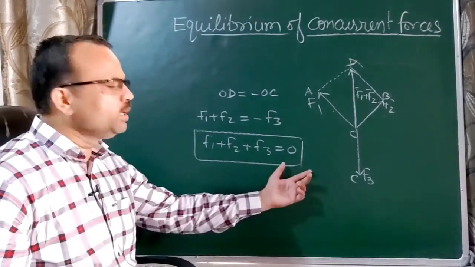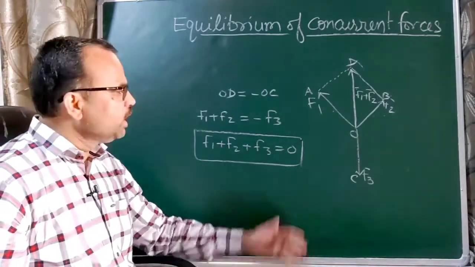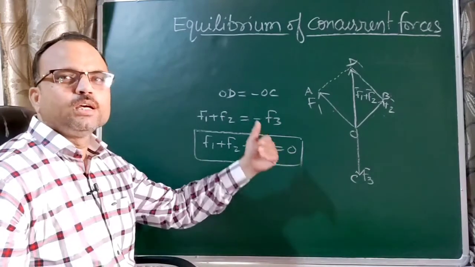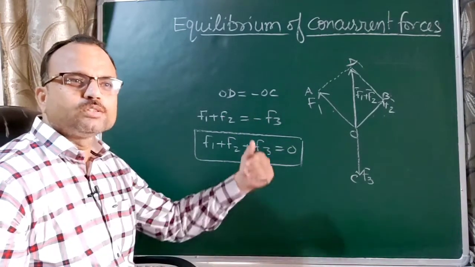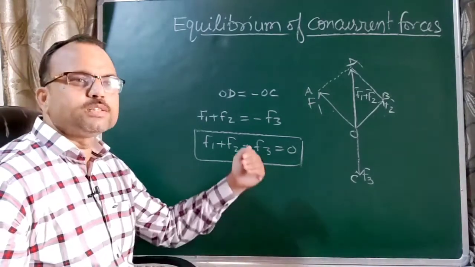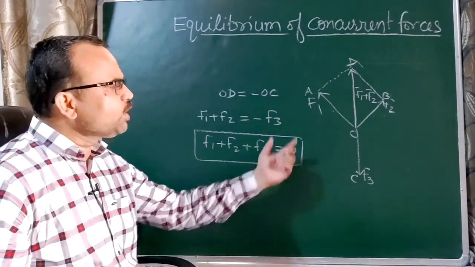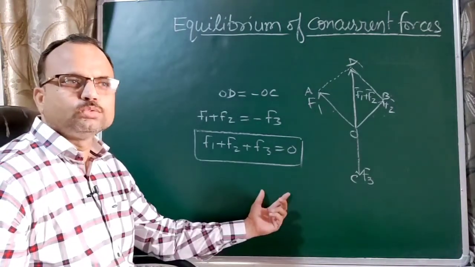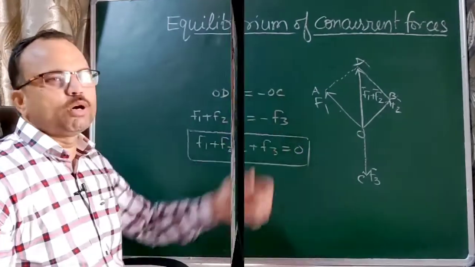It means if the body is in the state of rest, it will remain at rest, or if the body is moving with uniform velocity in a certain direction, then it will move in the same direction with the same speed when the resultant of forces is 0. This situation, this stage, is known as equilibrium of concurrent forces.